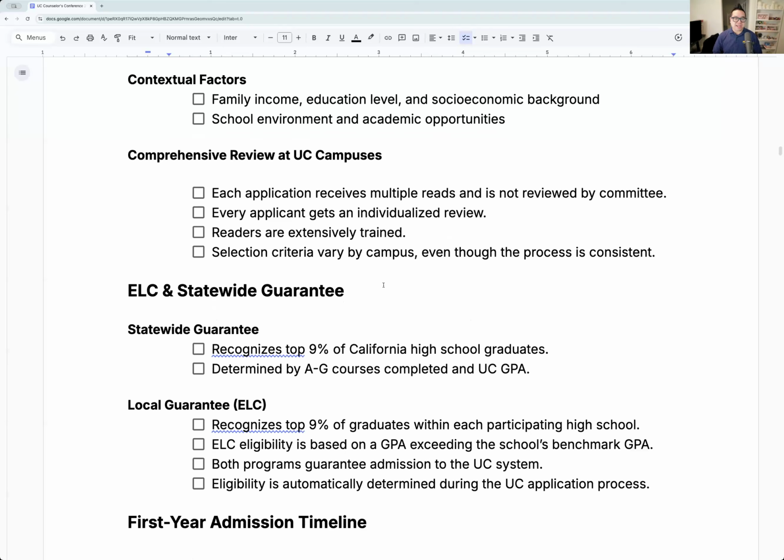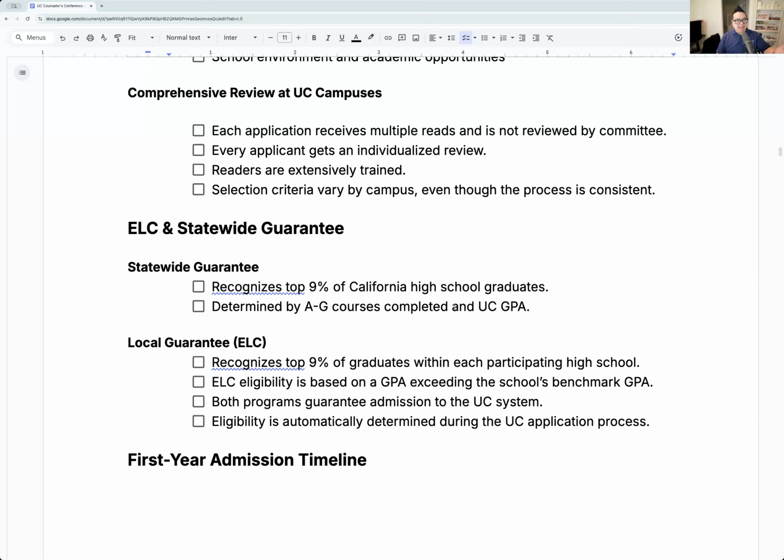There are multiple reads. Again, I was a reader, so I read everything. There's nothing I skip. It's not like, oh, bad stuff. We read through every single part of the app to make a decision. The readers don't talk to each other between schools and between campuses as well, too. So we don't know if you apply to Berkeley, I don't know if you apply to any other school, and I don't know what the other people said either. So that's something there, right?